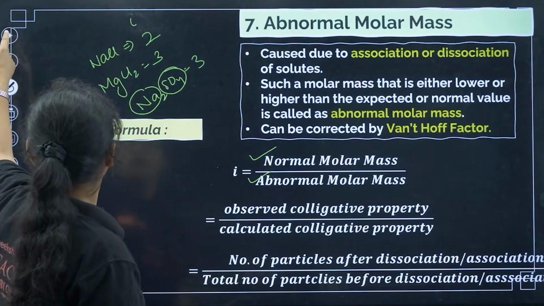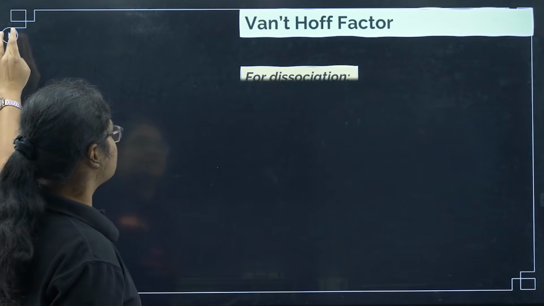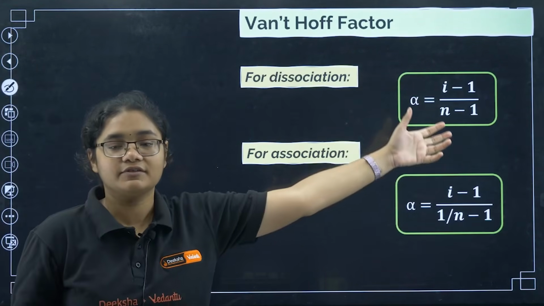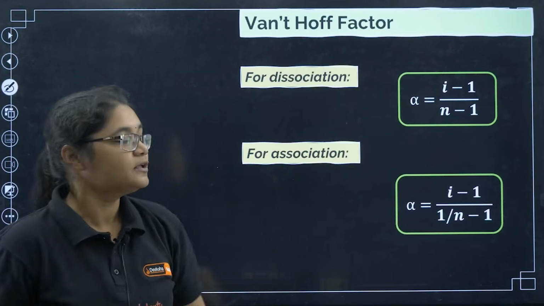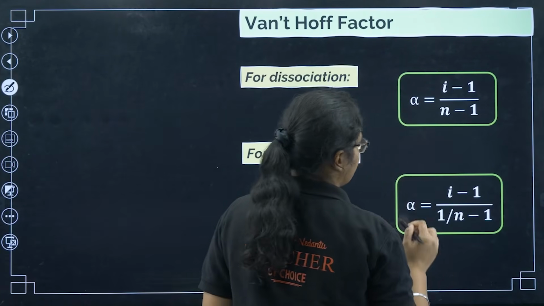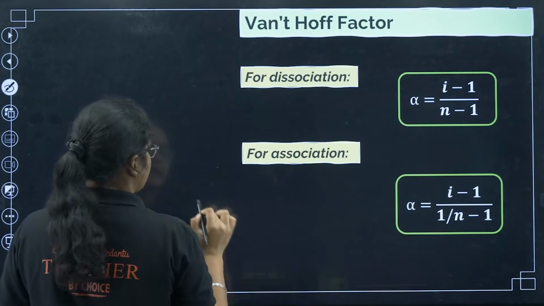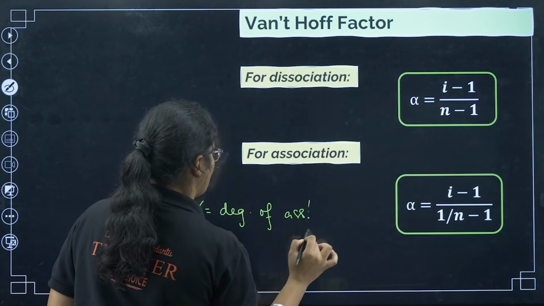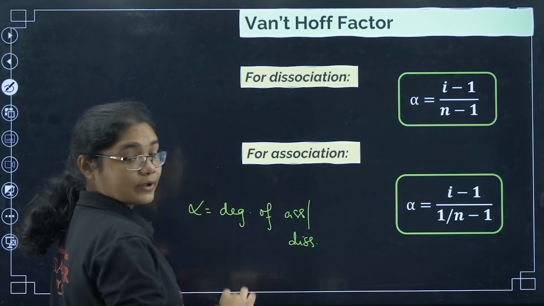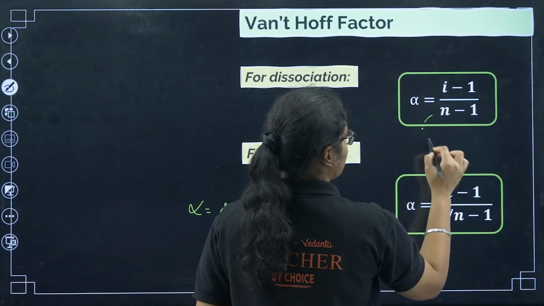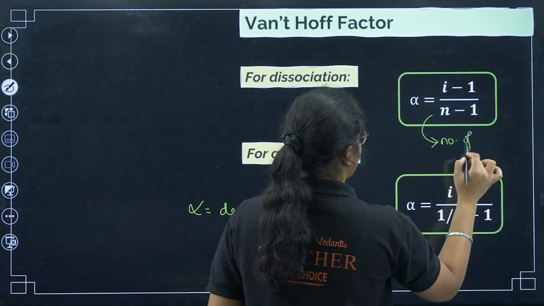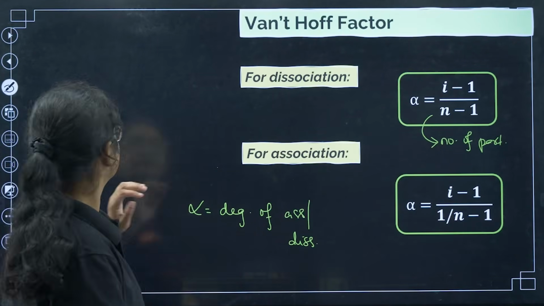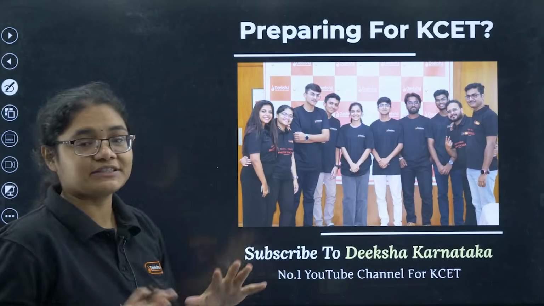Now sometimes the association and dissociation is not 100%. In that case, we have this formula to calculate it. Alpha is equal to (i minus 1) by (n minus 1), where alpha is the degree of association or dissociation, i is the Van 't Hoff factor, and n is the number of particles. Clear? So this is all the concepts from the chapter Solutions.